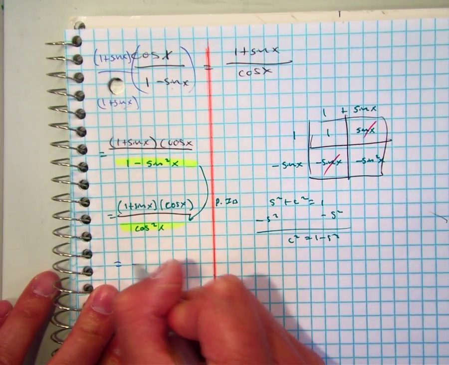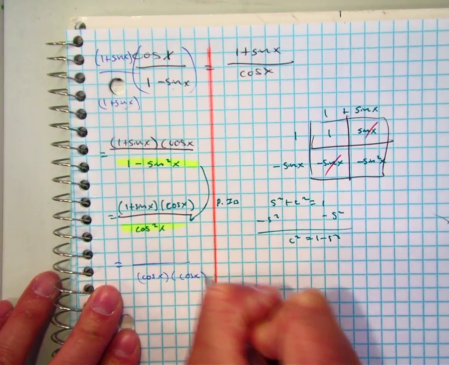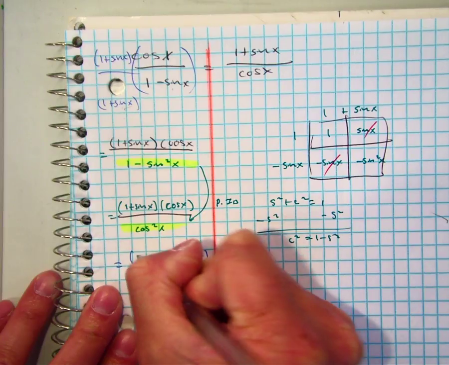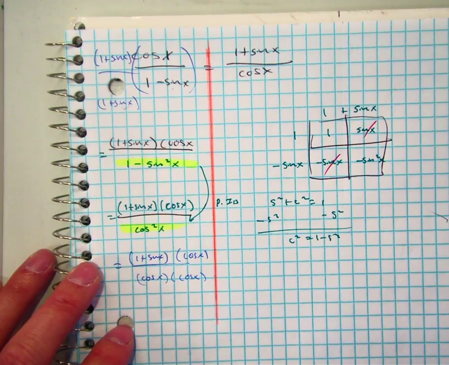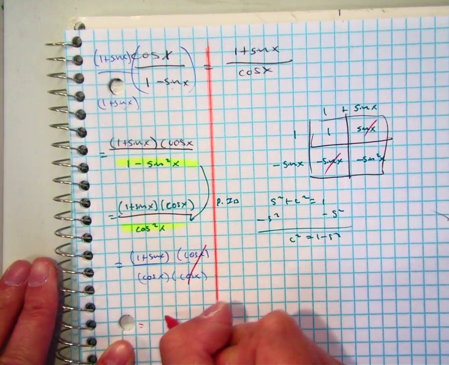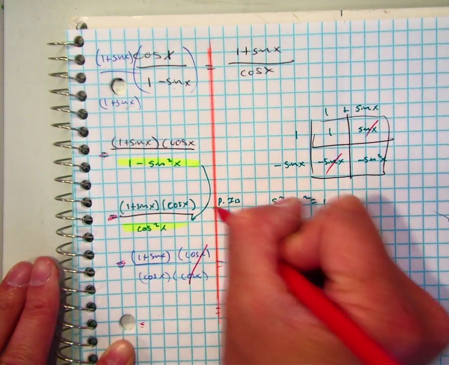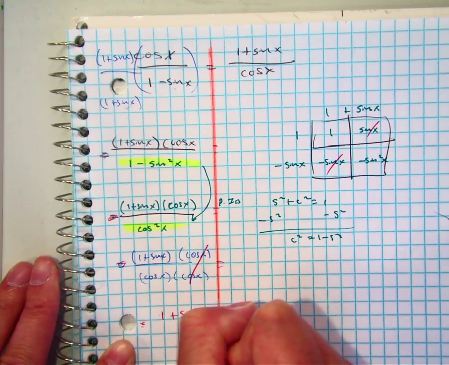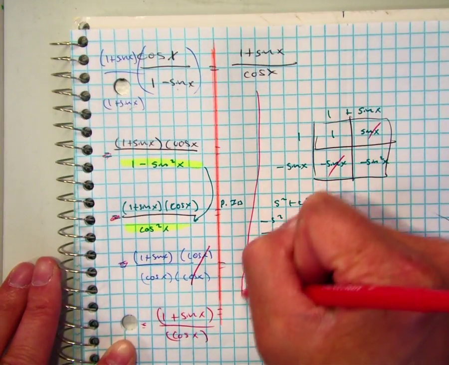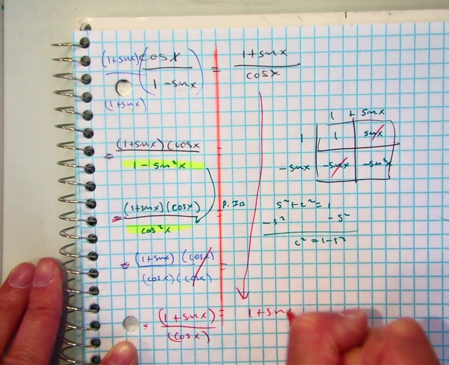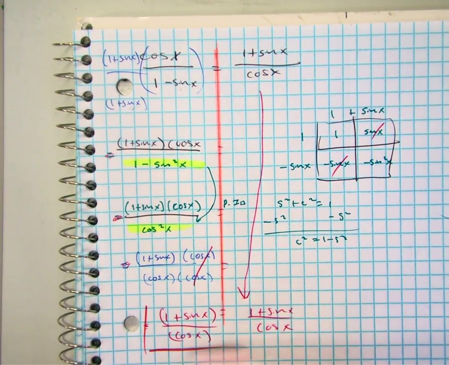Remember, cosine squared x is what cost? There's 2 of them, yes? And then lastly, I can just do what? I shouldn't have done the equal sign over here. 1 plus sine x over cosine x, you don't need the parentheses, is equal to 1 plus sine x over cosine x. And we have verified using our identities.